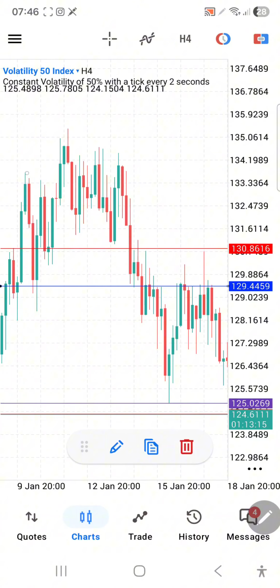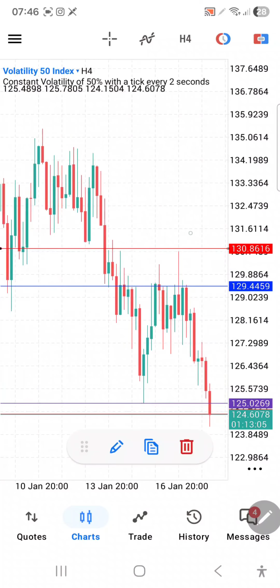We had this higher high, higher low, higher high. We had price create lower low, lower high, lower low. It continued that way. So structure was what? Bearish already on the 4 hour time frame.